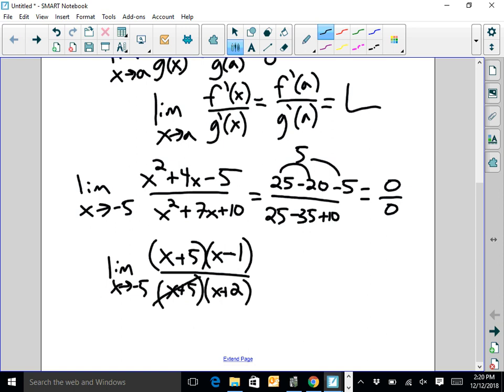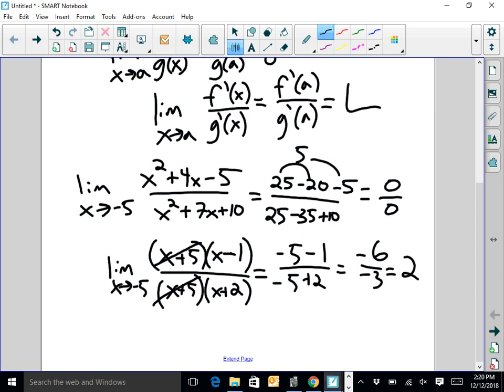And now we plug into the top and we get negative 5 minus 1 over negative 5 plus 2. Negative 5 minus 1 is negative 6. Negative 5 plus 2 is negative 3. And we would have gotten 2 for an answer. And that worked fine for us. But sometimes L'Hopital's rule is easier.